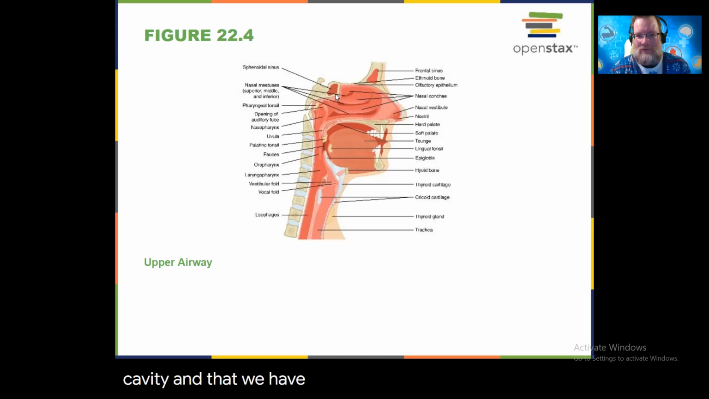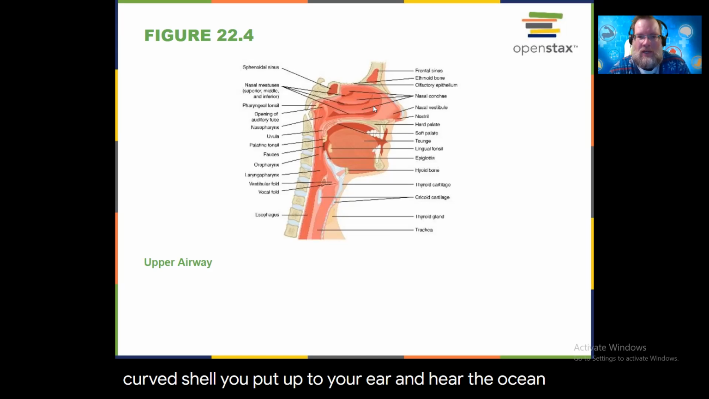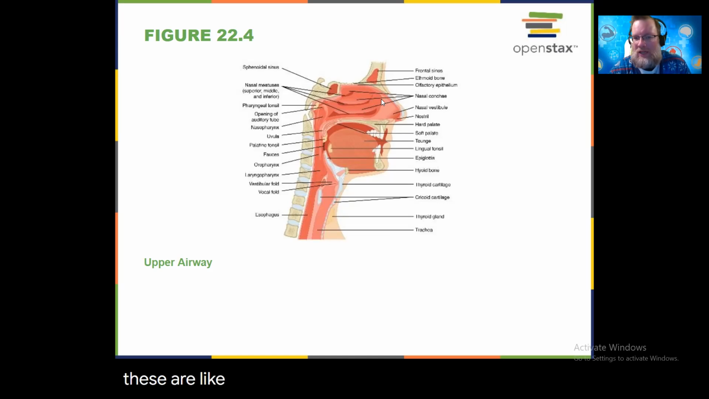And then we have three folds. We call these conchae, kind of like a conch shell. Kind of that curved shell you put up to your ear and hear the ocean. So these are like shell-like curves that direct air flow.